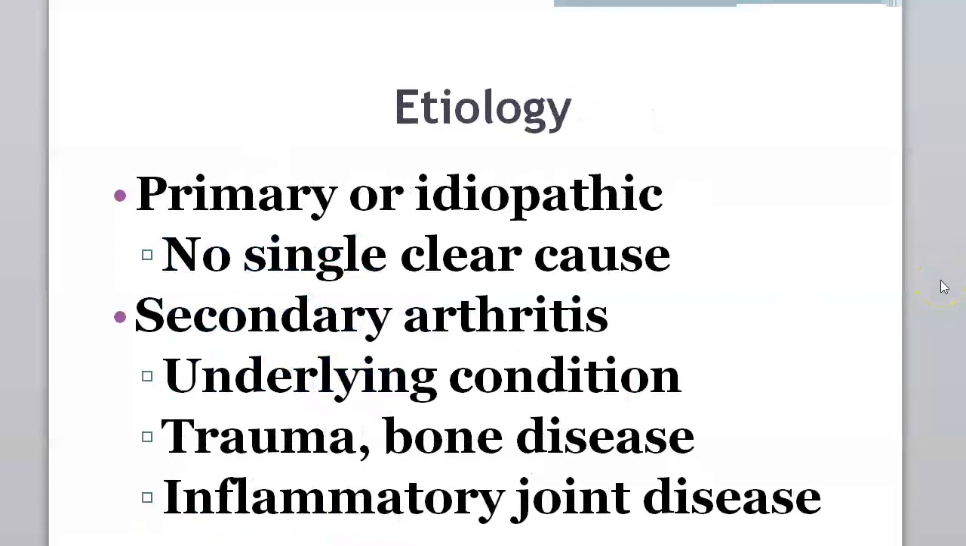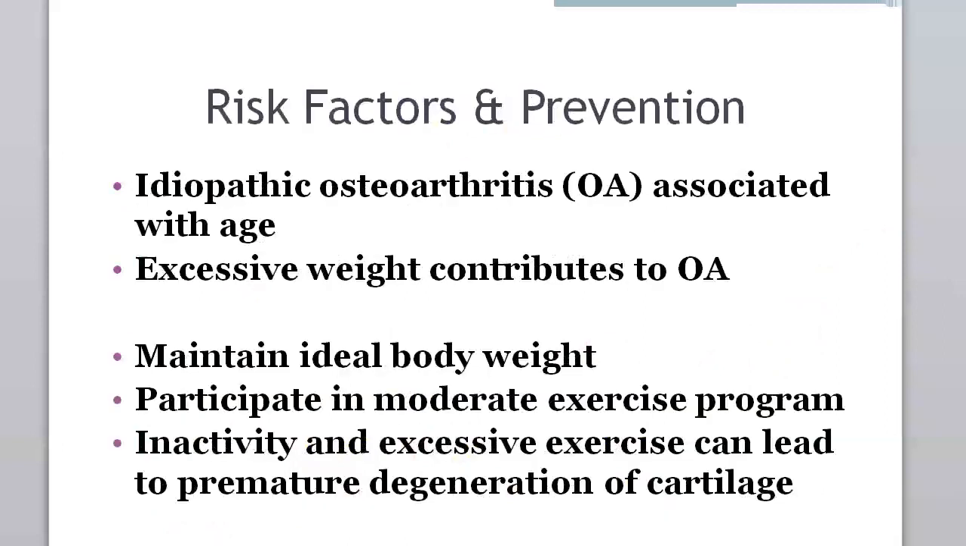And the etiology is it can be primary or idiopathic, which we don't really know why it happens. There's no single clear cause. Secondary arthritis, some underlying condition, maybe due to trauma, bone disease, or even inflammatory joint disease. Now, the risk factors are that excessive weight contributes to osteoarthritis. That's why it's important as we age to maintain an ideal body weight, participate in a moderate exercise program, and inactivity and excessive exercise can lead to premature degeneration of cartilage.